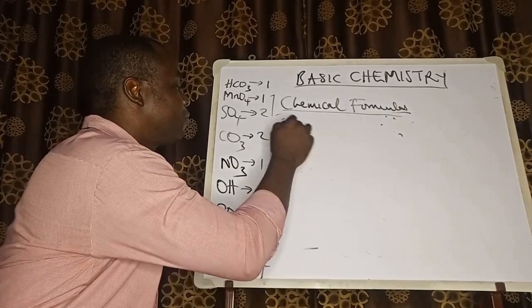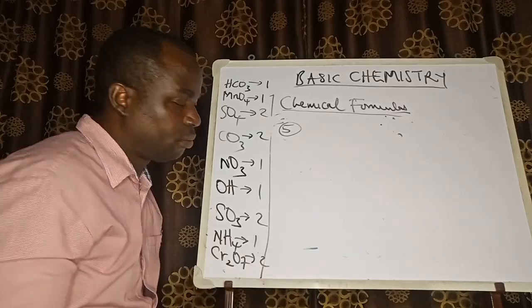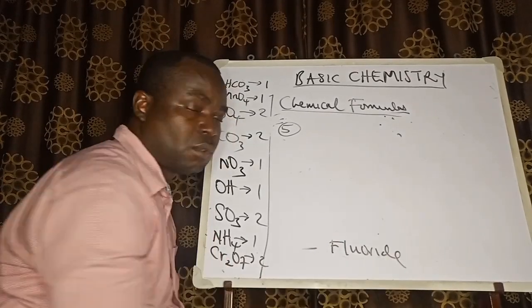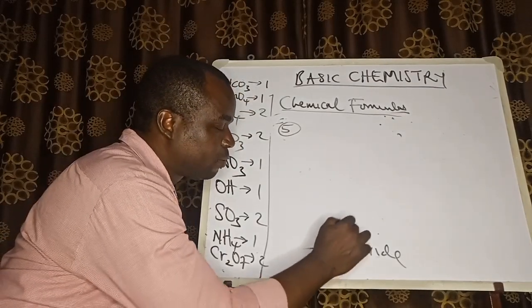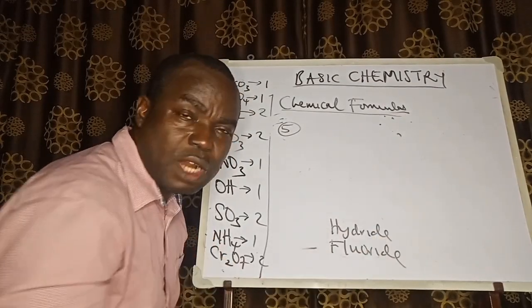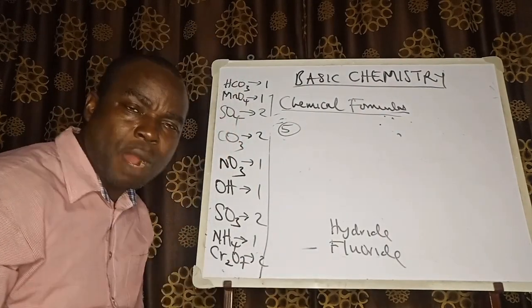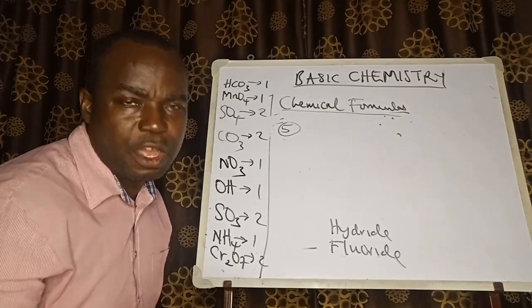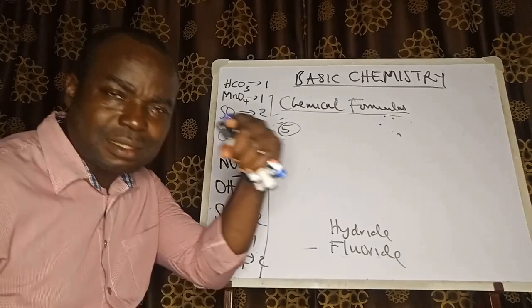Number 5. Now I want to show you something. If you see fluoride, know that it is fluorine. If you see hydride, know that what? It is hydrogen. If you see bromide, it is bromine. If you see iodide, it is iodine. Okay? So take note of that. I want to now take it to the next level.